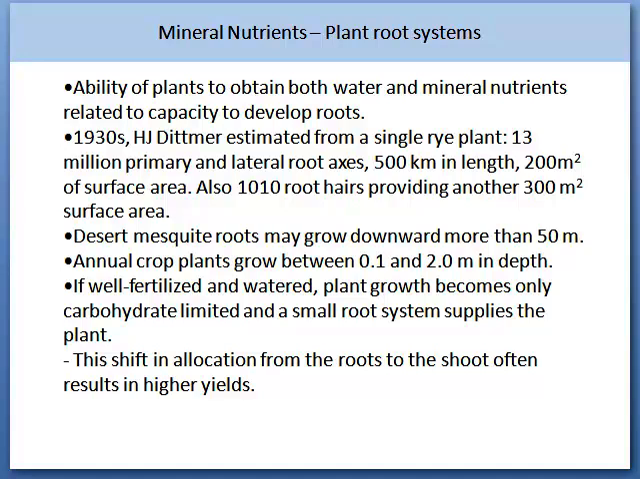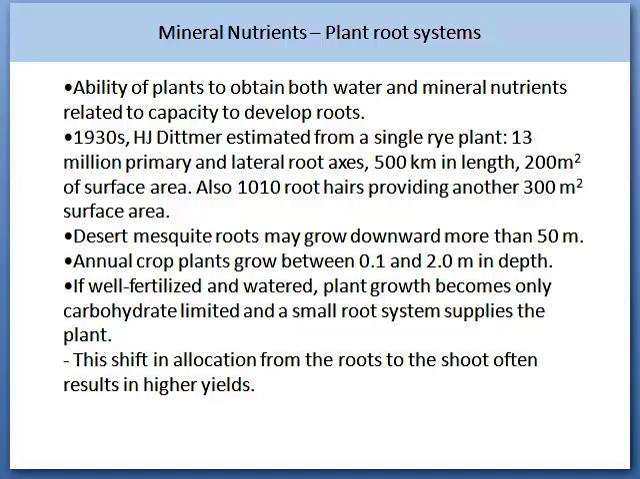Here is a summary of plant root systems. The ability of plants to obtain water and mineral nutrients is related to the capacity to develop the root system. In 1930, Dittmer estimated that a young single rye plant had 30 million primary and lateral root axes. These were 500 kilometers in length, with 200 square meters of surface area. There were also 14 billion root hairs, providing another 300 square meters of surface area. This shows you just how impressive a root system can be, and in fact needs to be.